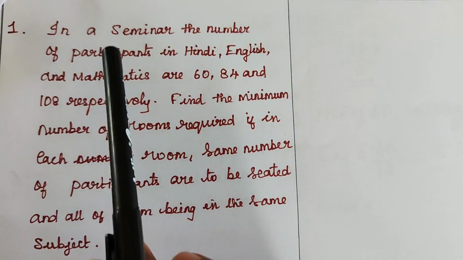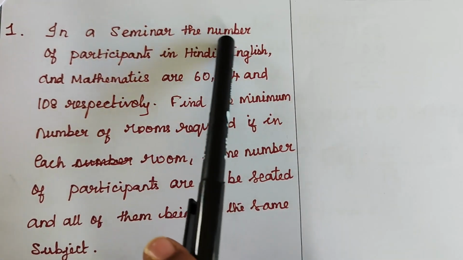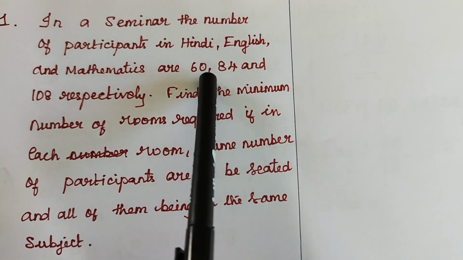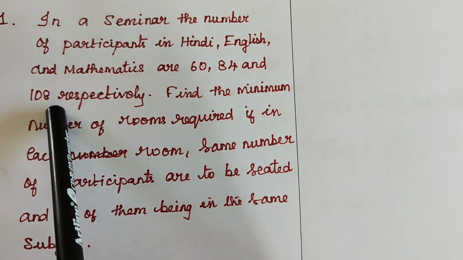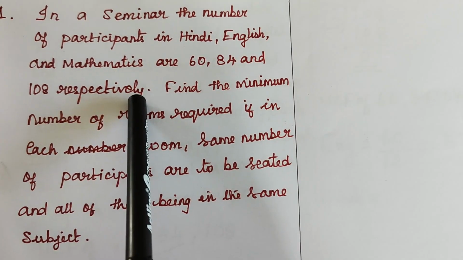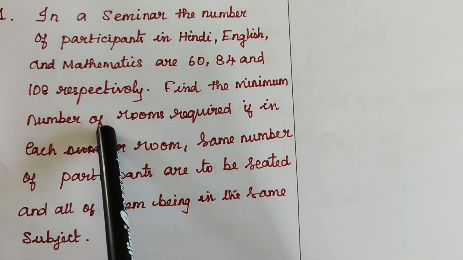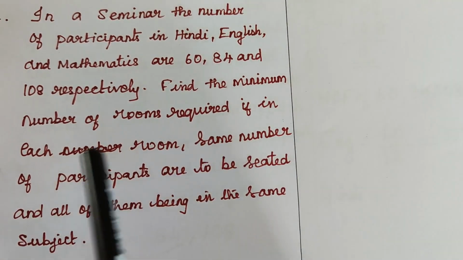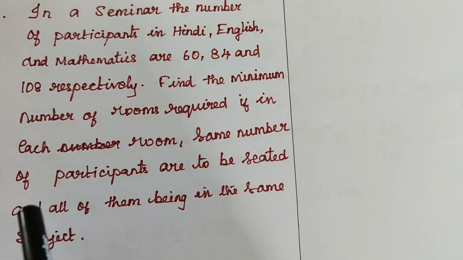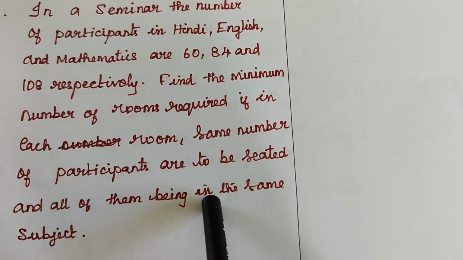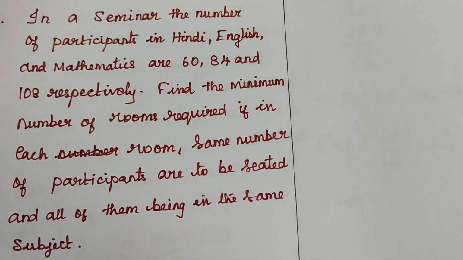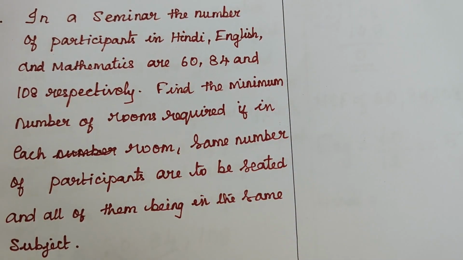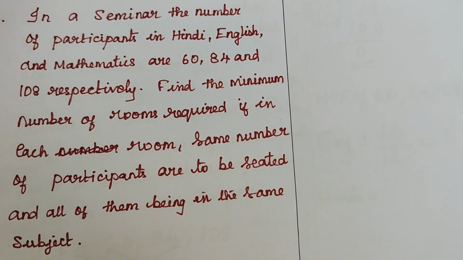First question. In a seminar, the number of participants in Hindi, English and Mathematics are 60, 84 and 108 respectively. Find the minimum number of rooms required if in each room the same number of participants are to be seated and all of them being in the same subject. Let us first see the details of this question.